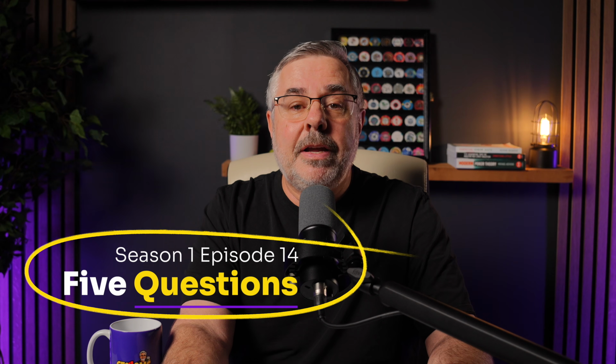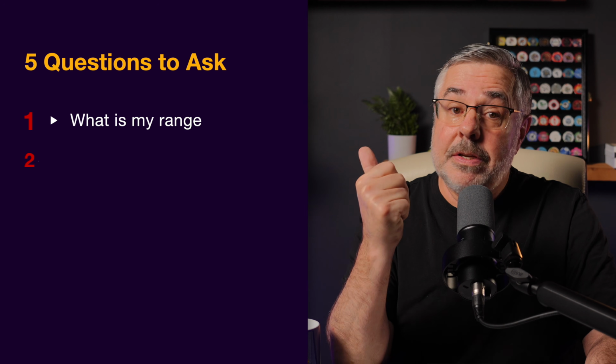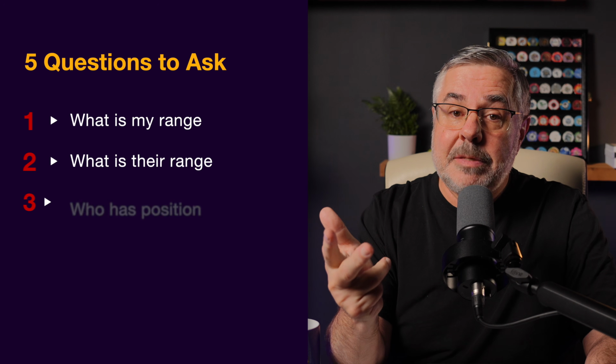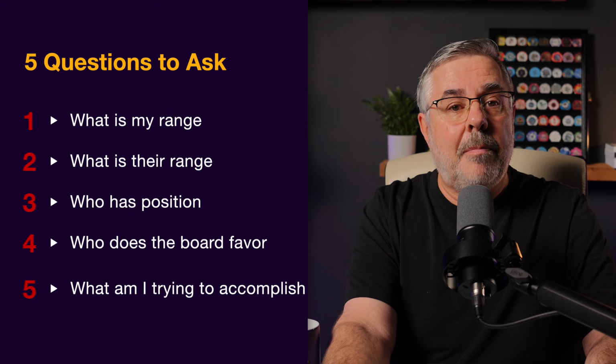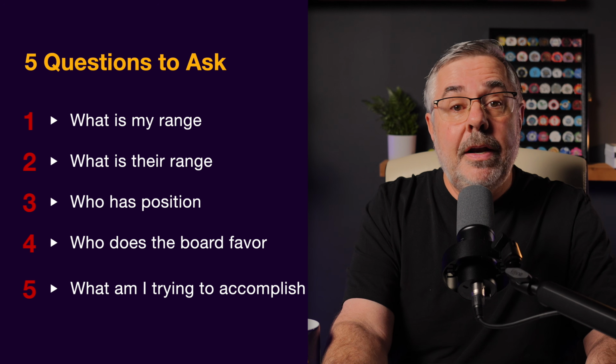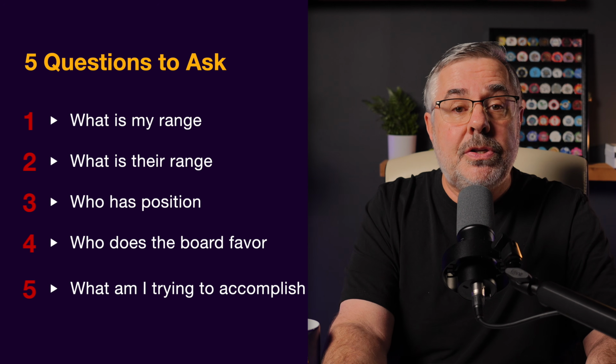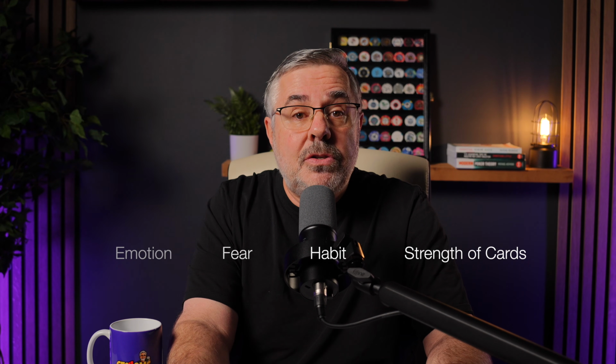So today we're building a simple decision-making framework. Before you act, I want you to ask yourself these 5 questions. What does my range look like? What does their range look like? Who has position? Who does the board favor? And what am I trying to accomplish? That's it. If you can get in the habit of asking those 5 questions, you'll stop making so many decisions based on emotion, fear, habit, or the strength of your exact 2 cards.